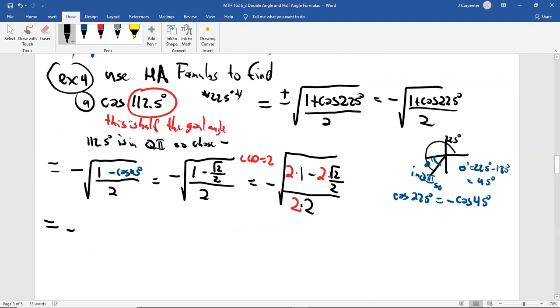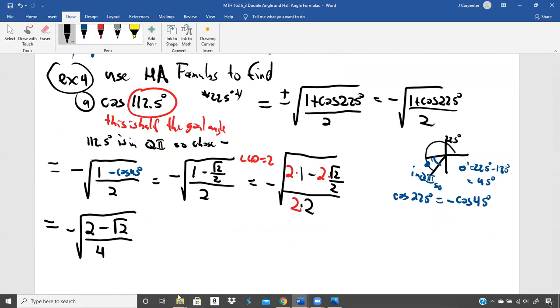Okay, so this is negative, big square root. The bottom is very obviously 4. 2 times 2 is 4. The top left, 2 times 1 is 2. And then minus this 2 in the top will cancel with that 2 in the bottom, which was the entire reason we did what we just did. So with those 2's gone, that's now just minus square root of 2.